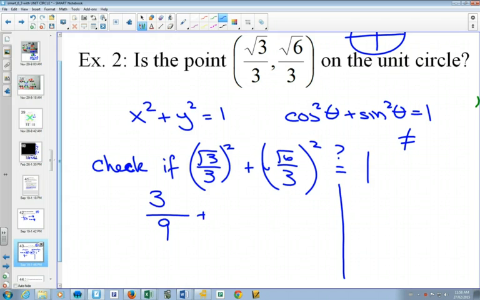And when we square root 6 over 3, we're going to get 6 over 9, which adds up to 9 over 9, which equals 1. So exciting. So is the point on the unit circle? Yes. And of course, if it didn't work, then you would know it's not on the unit circle.